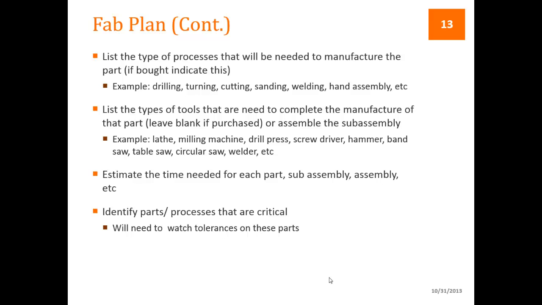Unless you have a lot of experience with fabrication, it's going to be very difficult to do this, but come to a consensus as a team as to how long each part might take to be made and each sub-assembly to be assembled, etc. And then finally indicate which of these are critical, right? So if it's critical for this gear to mesh with this gear, or this shaft hole to be very much aligned, or the whole thing is going to fail because the gears aren't going to mesh and the things won't turn, then indicate that, because that's going to be where you're going to watch the primary tolerances.